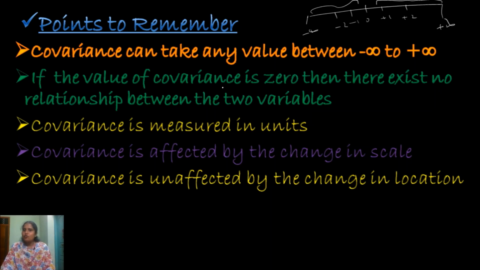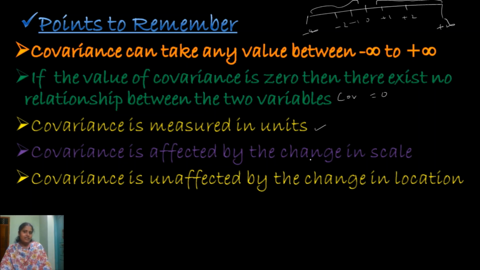If the value of covariance is 0, then there exists no relationship between the two variables. That is, covariance is 0 means the two variables are not related. That is, there exists no relationship. Covariance is measured in units. Actually, the unit of covariance is obtained by multiplying the units of the two variables.